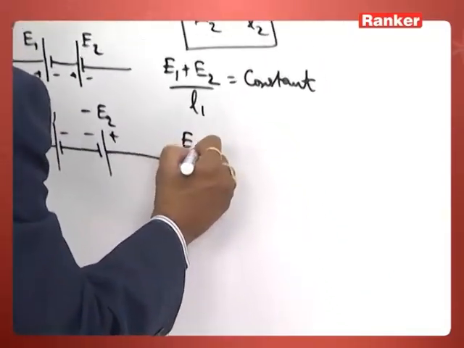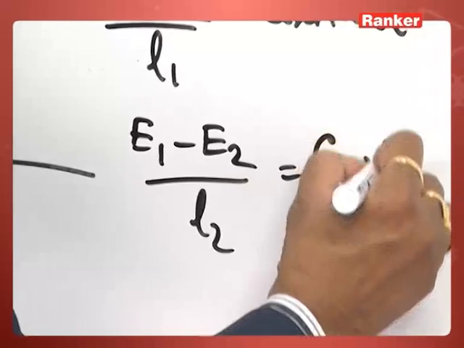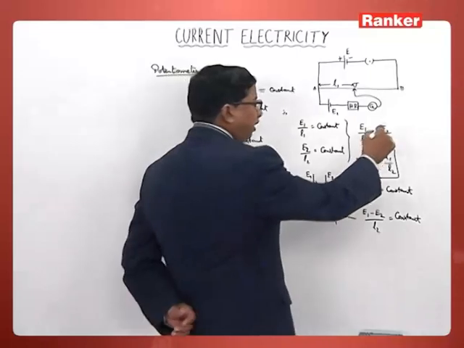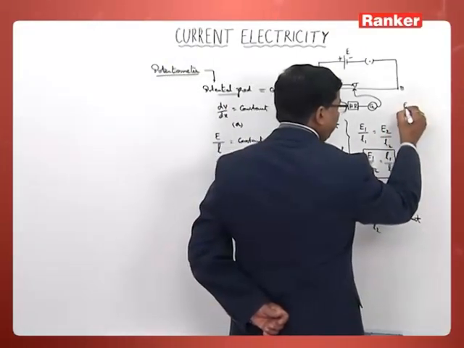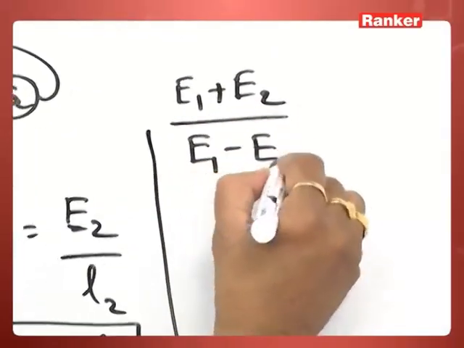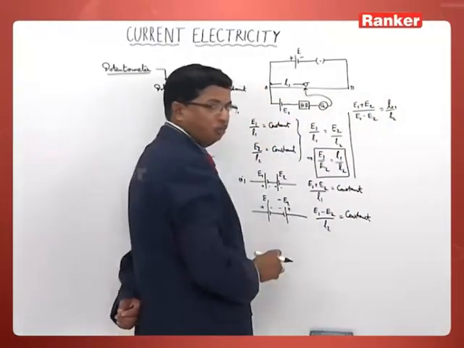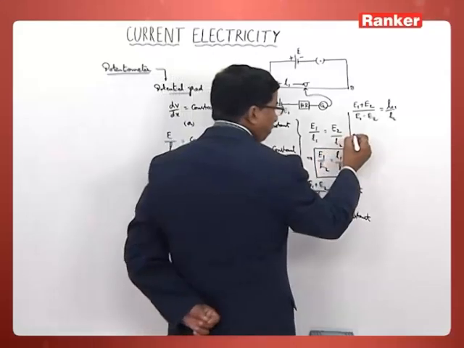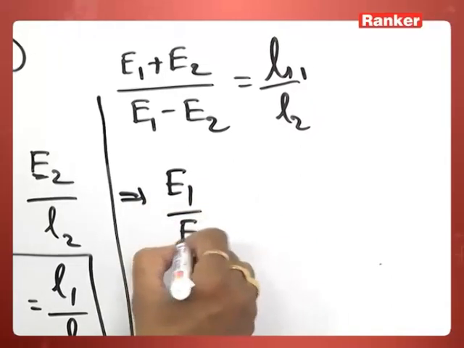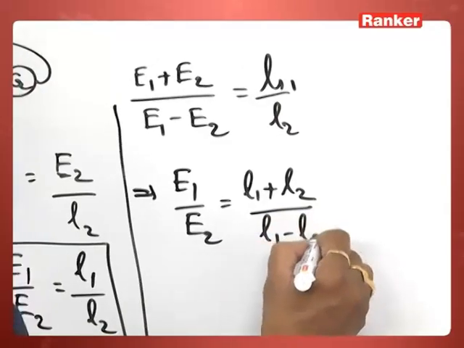Then what can we write? (E1 minus E2) by L2 is going to be constant now. If you equate these two, what is the ultimate outcome? (E1 plus E2) by (E1 minus E2) will now be equal to L1 by L2. You can apply componendo dividendo, and you can write E1 by E2 is equal to (L1 plus L2) by (L1 minus L2).